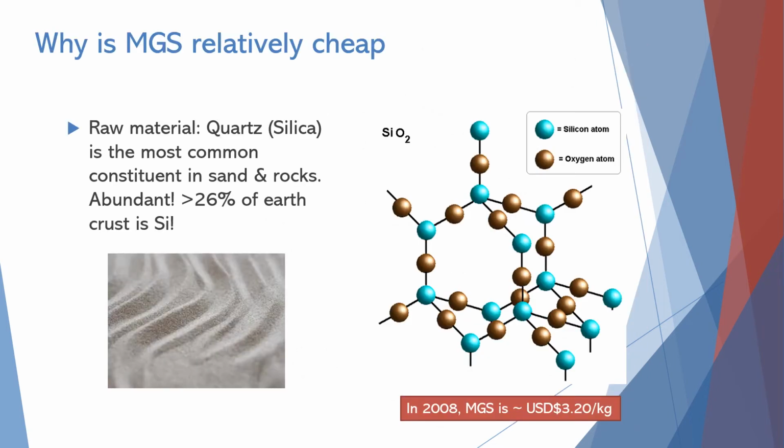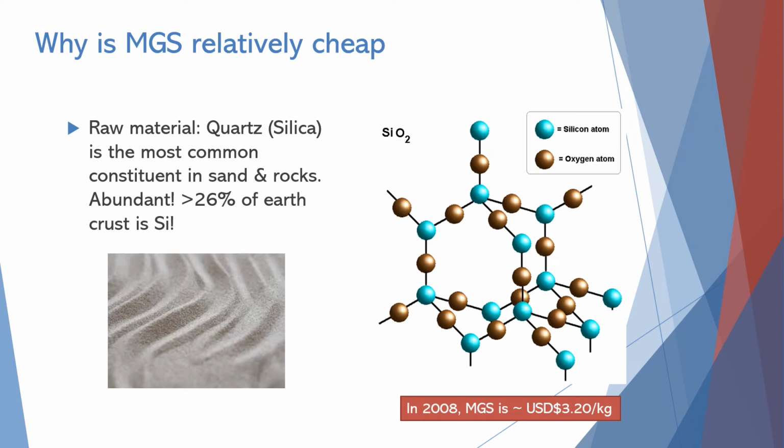As I've mentioned previously, MGS is relatively cheap. This is because the raw material itself is silica or quartz, which contains the sand and rock, so they are abundant. There is a lot of sand in this world. More than 26% of the crust of the earth is silica, meaning the sand.